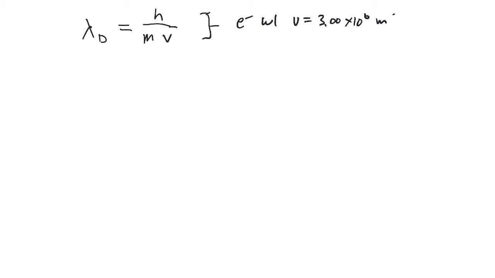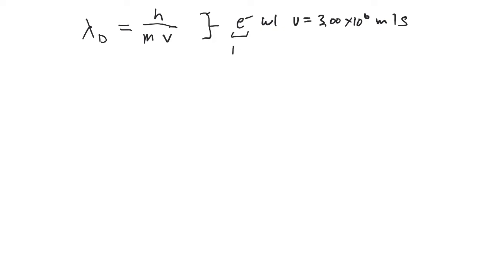Hello, I want to show a couple problems here on using the de Broglie wavelength equation and the uncertainty principle. So let's start with the de Broglie wavelength. We can write that the wavelength of matter is equal to Planck's constant divided by the mass of the particle times the velocity of the particle. Let's consider an electron with a velocity of 3.00 times 10 to the 6 meters per second, and go through the steps to calculate what the de Broglie wavelength will be equal to.